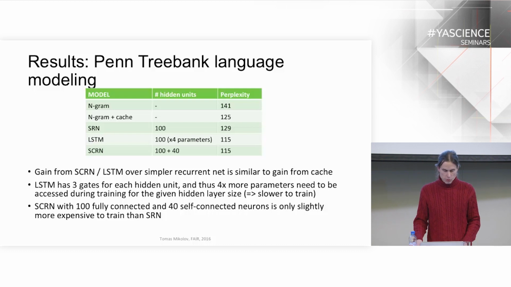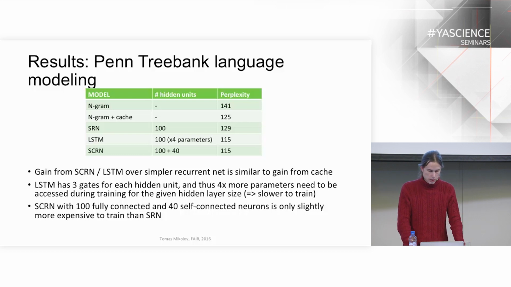For the language modeling results, here's the perplexity for different models. Perplexity is a measure of precision of the language models. The lower, the better. So we can see that we can get about a 10% gain from the cache model when it's used together with the Ngram. So this is very, very traditional old techniques.